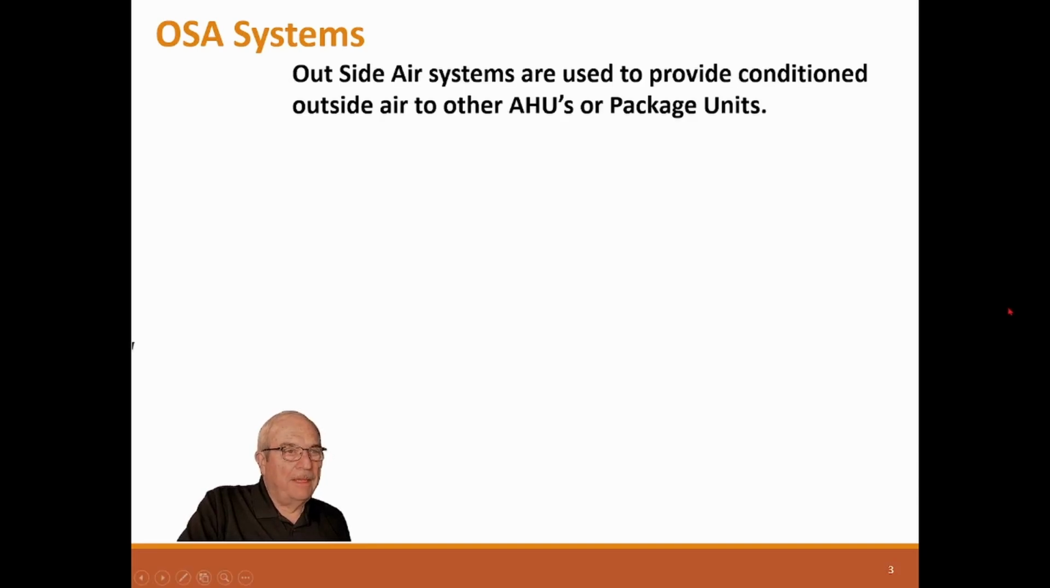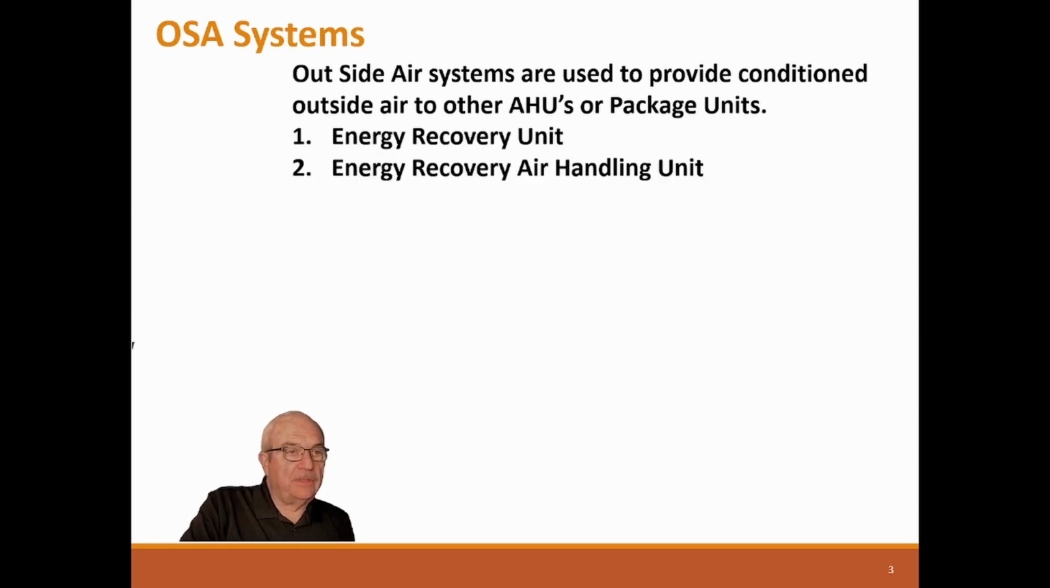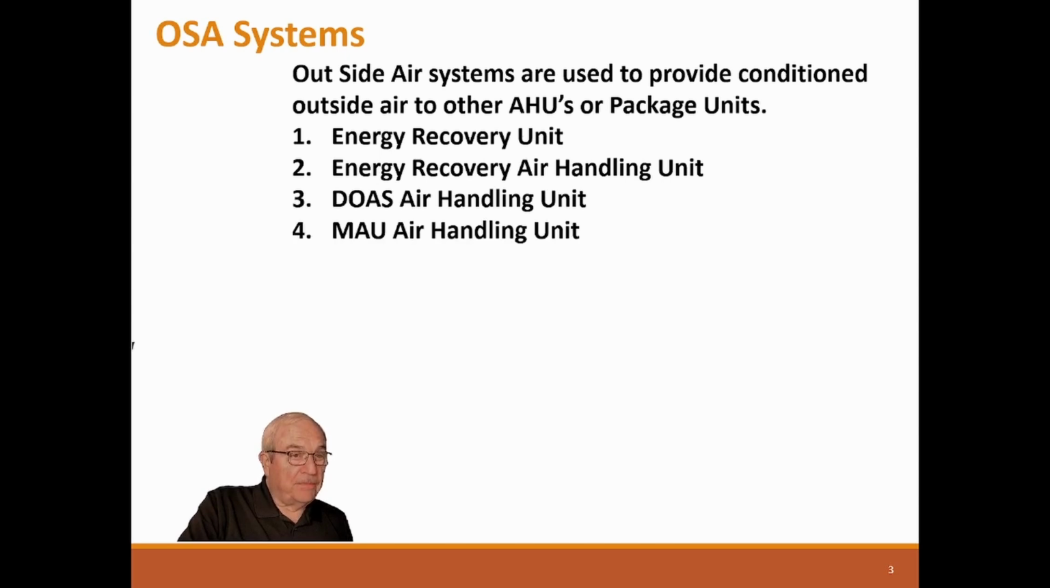All right, so this is outside air systems. Let's talk about outside air systems. Outside air systems are used to provide conditioned outside air to other air handling units or package units, or to process systems or something other than straight building air itself. Energy recovery units are one kind of unit. Energy recovery air handling units, which are larger units. A DOAS, which is a dedicated outside air supply unit.